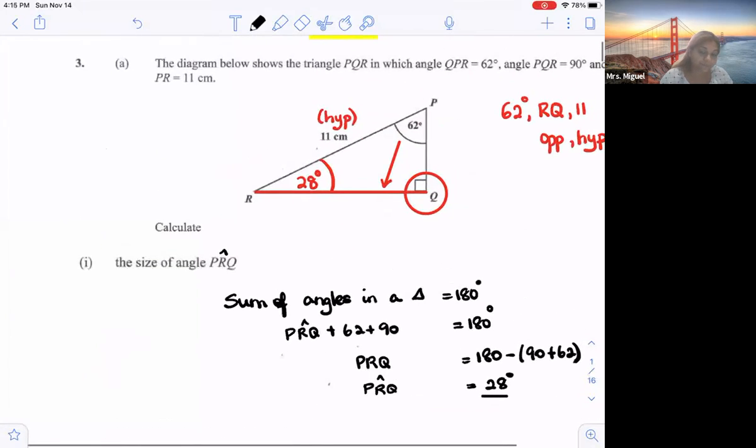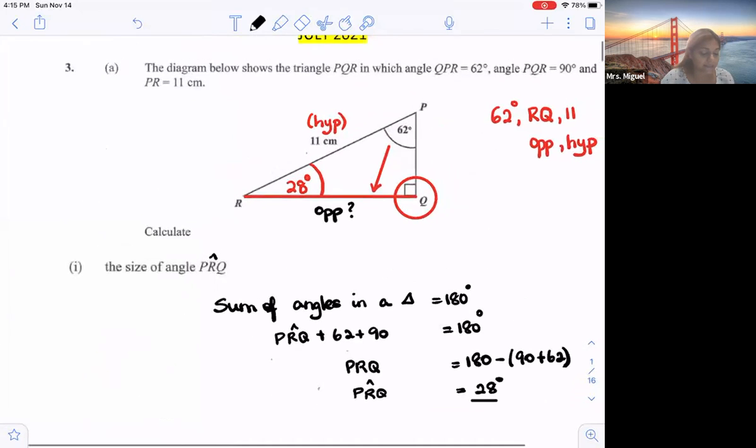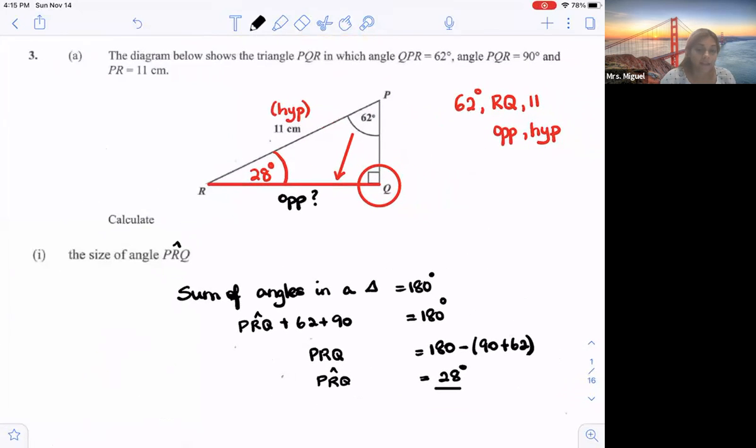Here I have the opposite side. That is what I want to find. That is the missing side. How do I know it is the opposite side? Because it is opposite to the angle 62 degrees. That's okay, Nirmala. Similarly, angle Q is 90 degrees, and that is opposite to 11. The side that is opposite to the 90 degrees, we have a special name for that. That is called the hypotenuse.